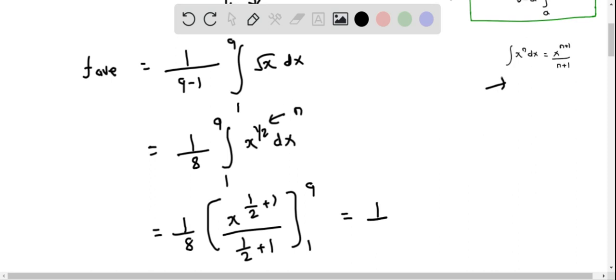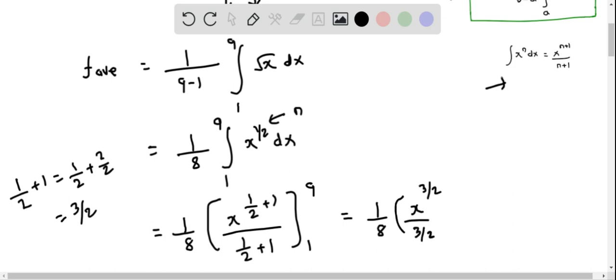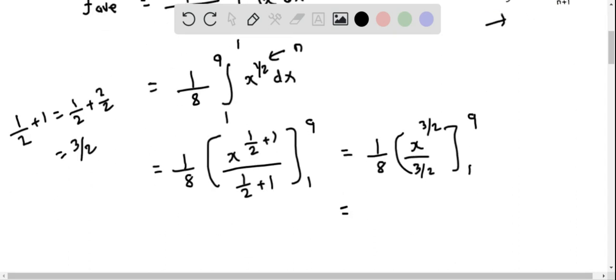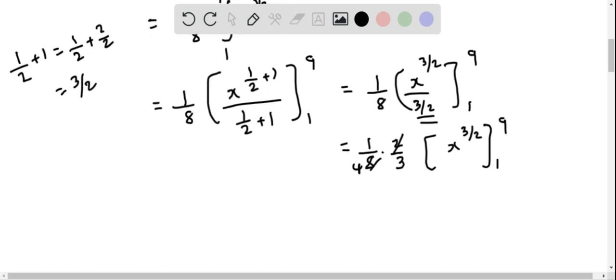So let's simplify and evaluate this. So 1 by 2 plus 1 equals 1 by 2 plus 2 by 2, which equals 3 by 2. So basically this is x raised to the power of 3 by 2 divided by 3 by 2, evaluated from 1 to 9. Now let's simplify this. This equals 1 by 8 times, I'm going to take the reciprocal and multiply, so this becomes 2 by 3, and then evaluate the expression x raised to the power of 3 by 2 from 1 to 9. So this gets simplified as 1 over 12.